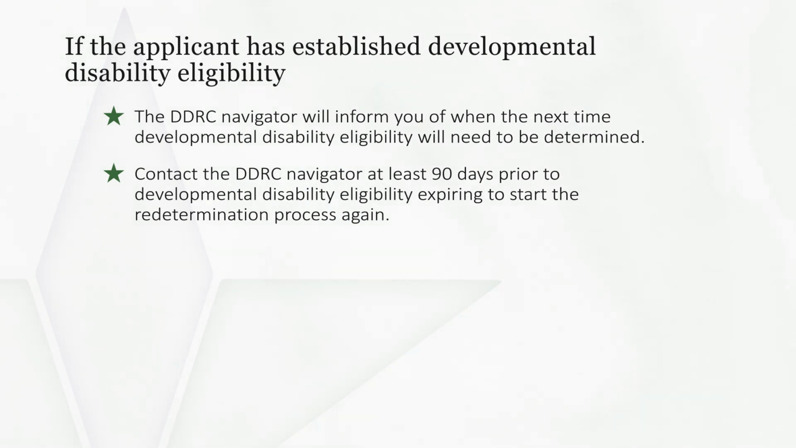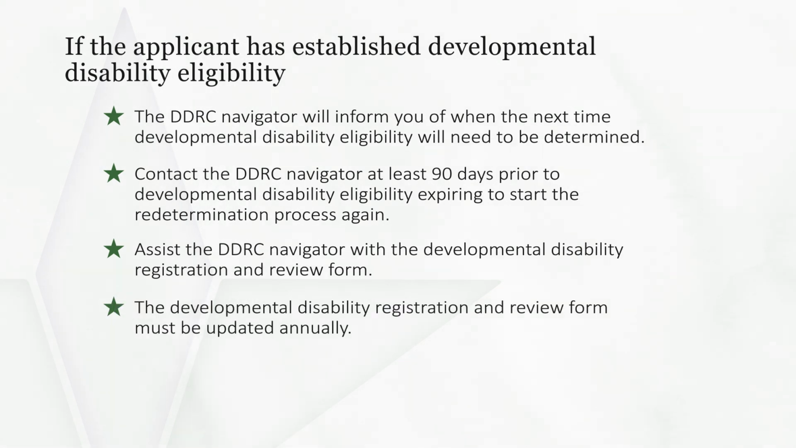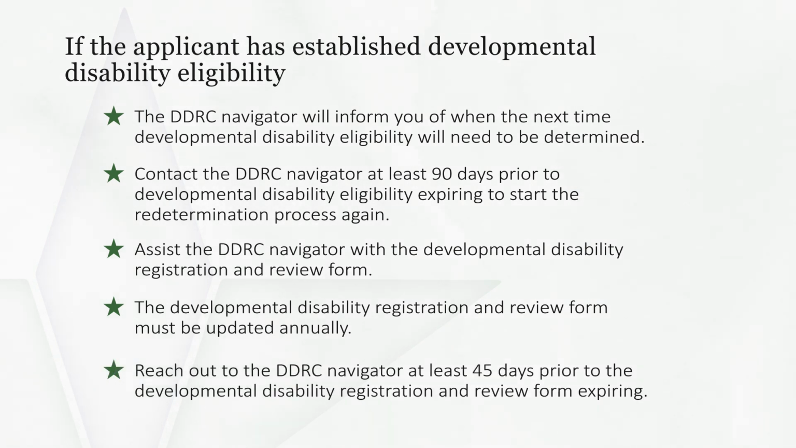If the applicant has established developmental disability eligibility, it is your responsibility to assist the DDRC navigator with filling out and providing answers for the Developmental Disability Registration and Review form. Once on the Developmental Disability Registry, the Developmental Disability Registration and Review form must be updated annually. It is your responsibility to reach out to the DDRC navigator at least 45 days prior to the Developmental Disability Registration and Review form expiring. The DDRC navigator will inform you of that date once the initial form is returned.